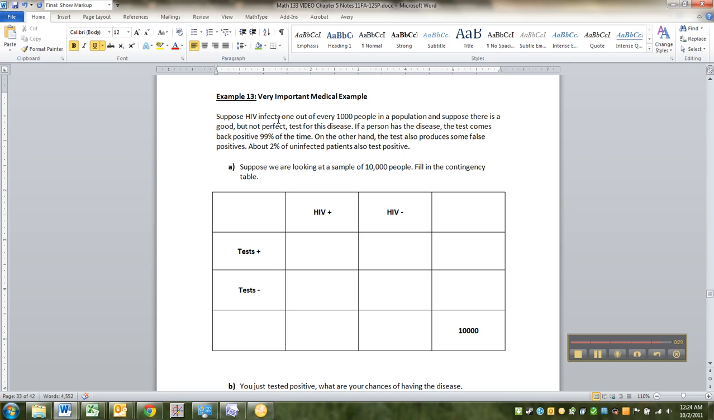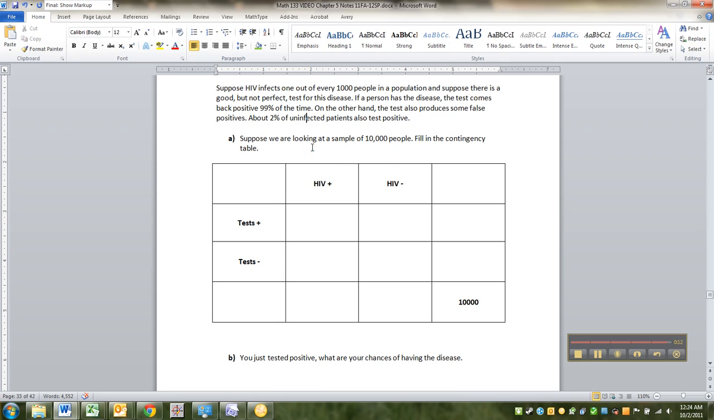So suppose HIV infects 1 out of every 1,000 people in a population, and suppose there is a good but not perfect test for this disease. If a person has the disease, the test comes back positive 99% of the time. On the other hand, the test also produces some false positives. About 2% of the uninfected patients also test positive. Okay, so we're going to have to figure out how many are in each group. I'll do that, and I'll see you back after the break.